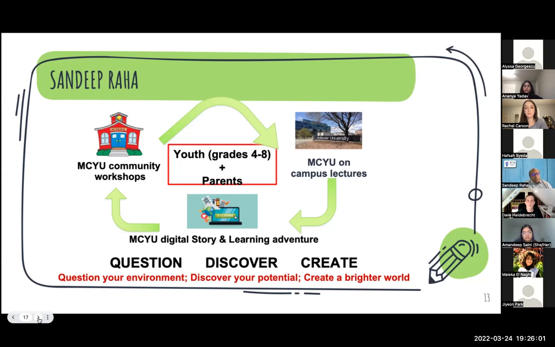And our program is really about teaching kids how to ask questions about their environment, discover their potential, and then create solutions to the kinds of challenges they see, and create a brighter world. So in doing that, we have some very specific roles for McMaster students. The students that deliver this programming, we call facilitators. And our 2MC3 and 2DM3 are both designed to prepare you to become facilitators.